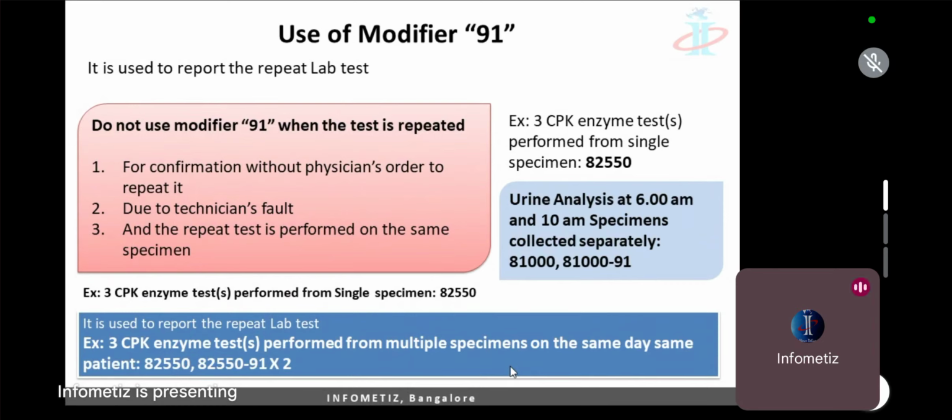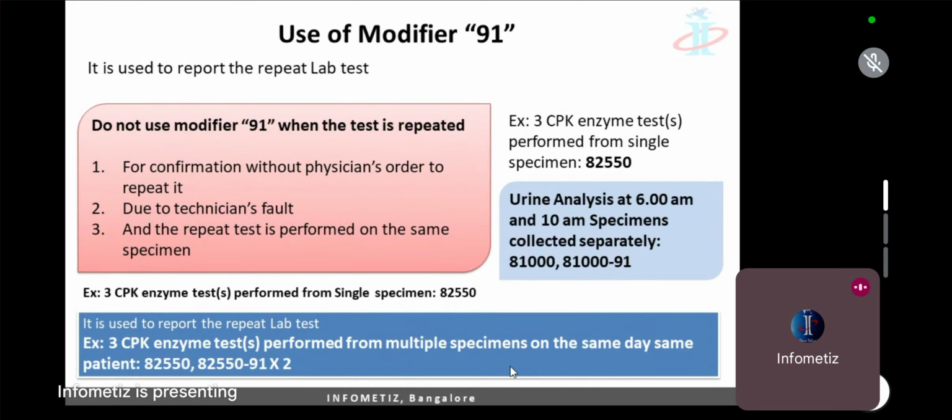Third one, if they are using same sample. Suppose I took your blood, this much, and I divided into two test tubes. One test tube I run at 8 o'clock. The second test tube I run at 9 o'clock. Same sample. Do you think there will be a different result? No. So for same sample, you cannot code a multiple code.